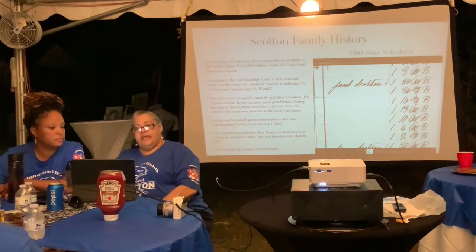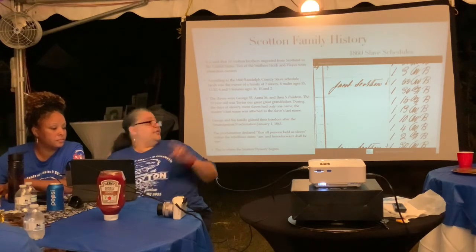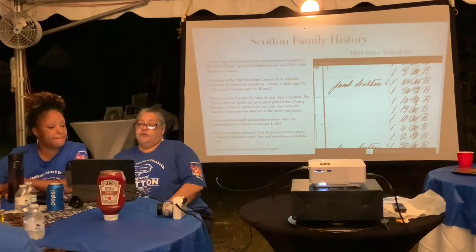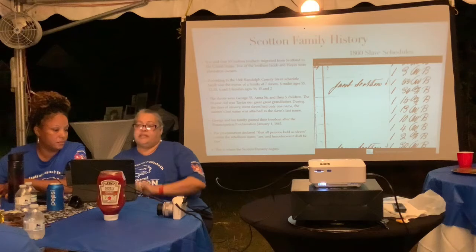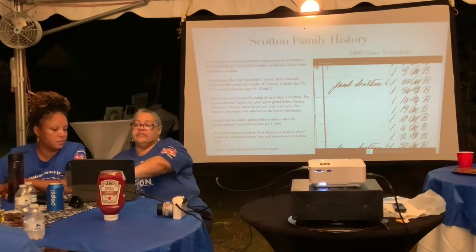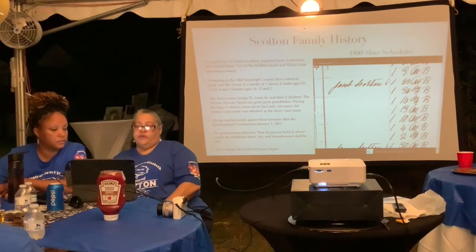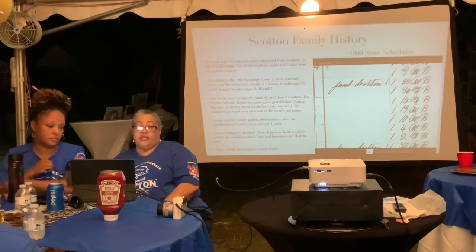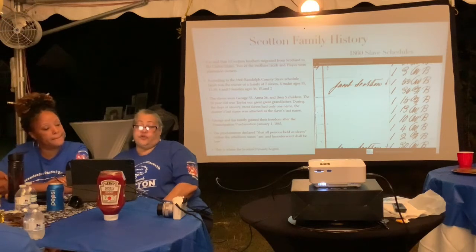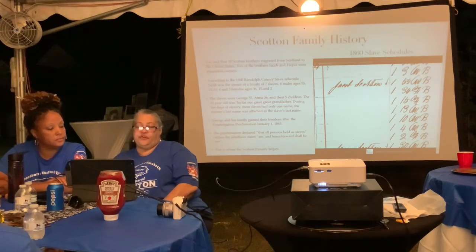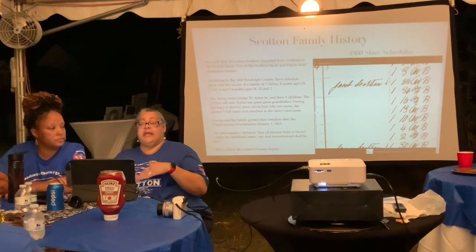According to the 1860 Randolph County slave schedule, which is what this is right here, it shows that Jacob Scotton, who was the owner, right here it only lists their ages. There was a male that was 53, 13, 10, 14, and then there were 3 females, ages 36, 15, and 2. The slaves were George, 55, Anna, 36, and their 5 children. George Scotton was Granddaddy's great-grandfather. So they were the Scottons that came from Scotland to the United States.